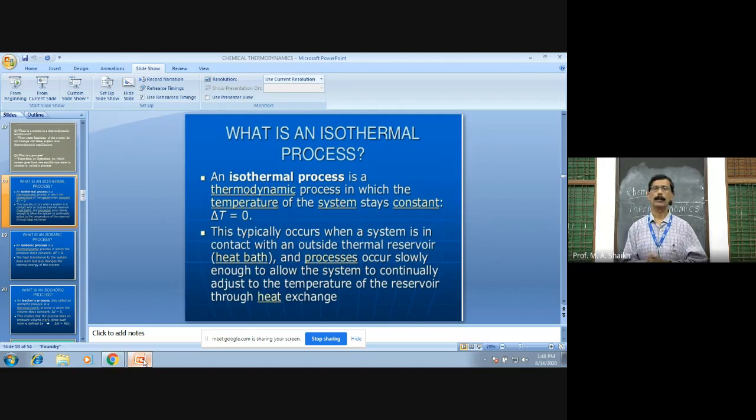In an isothermal process, throughout the change the temperature of the system remains constant, unchanged, it does not change.